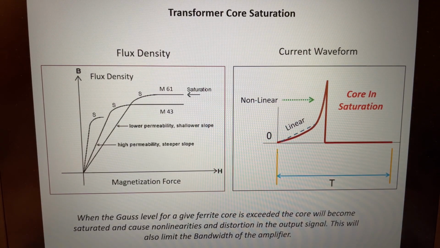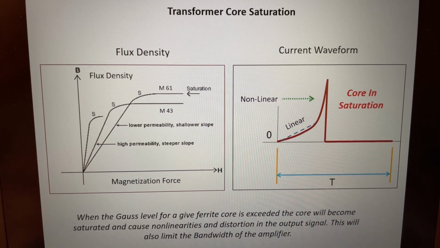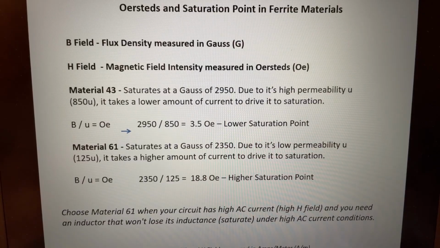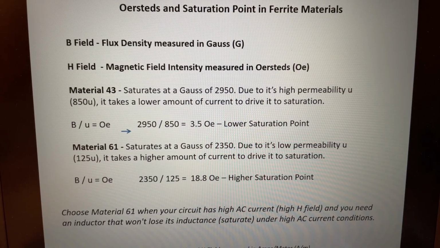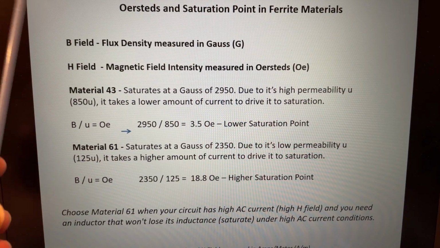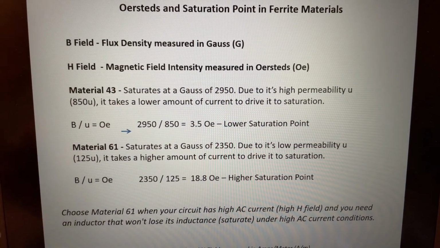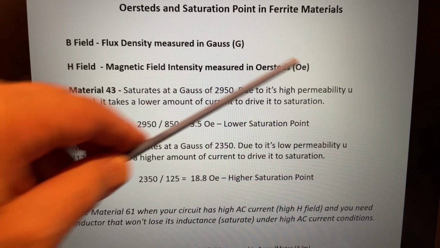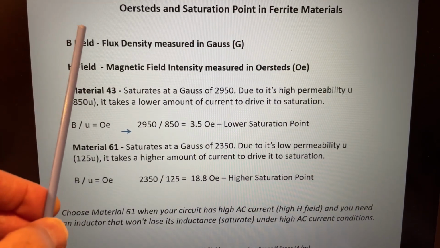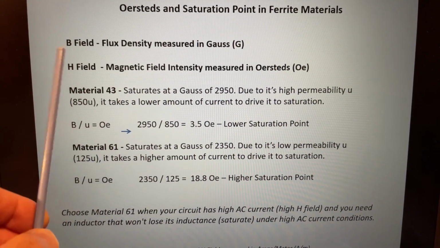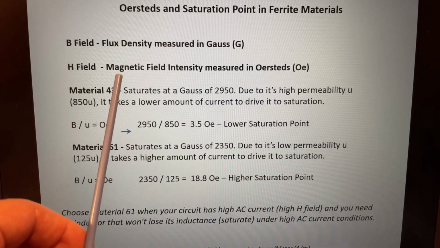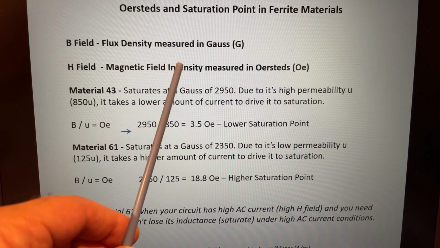So it's important not to saturate the cores when we're operating our RF amplifier. So let's talk a little bit about Oersteds and saturation point in the materials. You saw in the specification that it specified the B field in Gauss and the H field in Oersteds. So what are we looking at here? The B field is just the flux density, and the H field would be the field intensity.